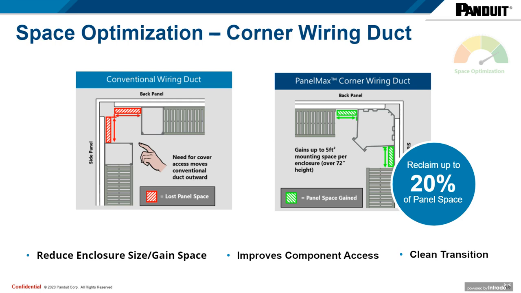Picture on the right shows how corner wiring duct can fit tight into the corner of the enclosure, replacing these 2 vertical channels to save mounting space in existing enclosures on both the side and back panel. This freed up space is shown in green in the picture on the right. By utilizing this previously unusable real estate in the corner, you can reclaim up to 20% of panel space to reduce the enclosure size for new projects or to gain space in retrofit applications. Additionally, it improves component access, easing wire installation and troubleshooting, and also provides a clean transition of wiring from the back panel to the side panels.